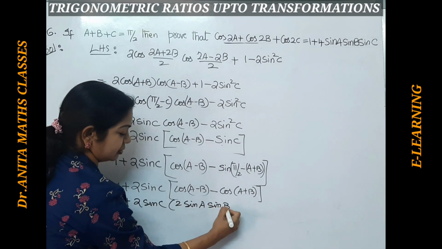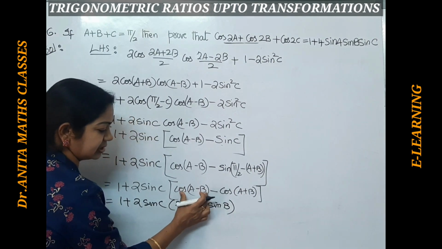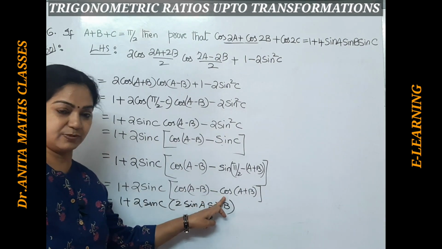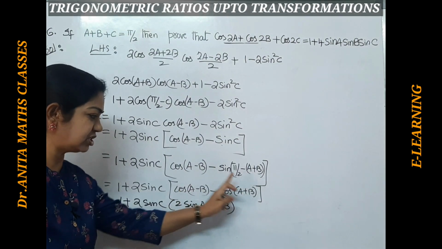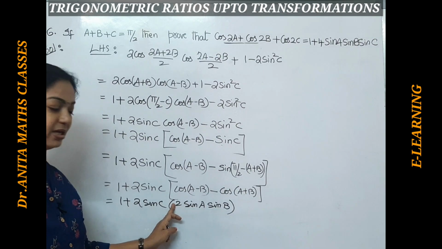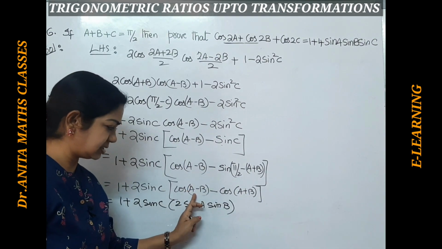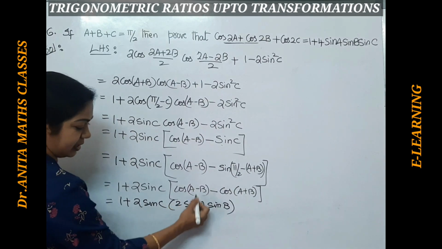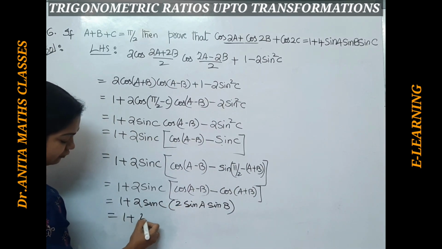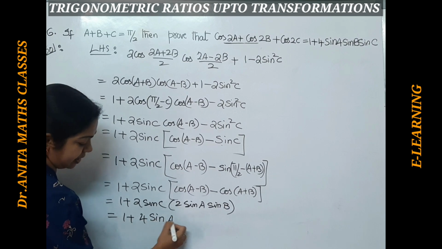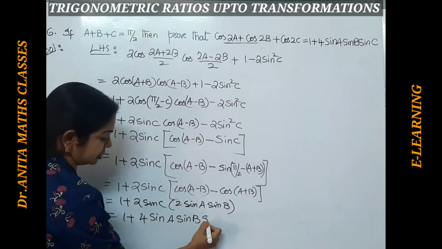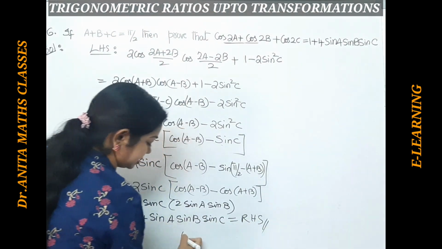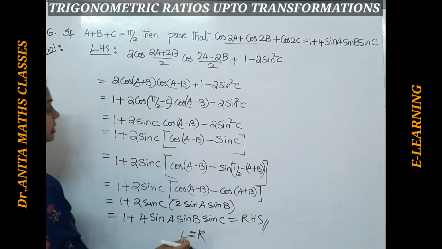If you are keeping minus here, this will be transformed by that formula, the fourth formula in the transformation problems. If these are interchanged, we get minus here. So A minus B is here, A plus B is here, so we don't have minus in the formula. So 1 plus 4 sin A, if you open the bracket, sin B sin C. So this is the RHS. So LHS is equal to RHS, and please clearly note this.